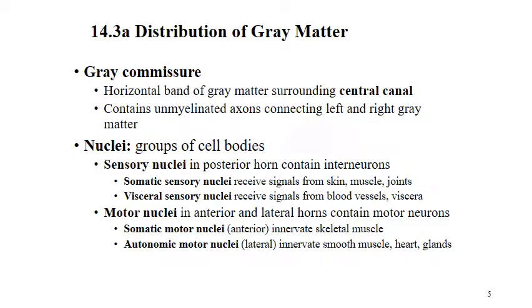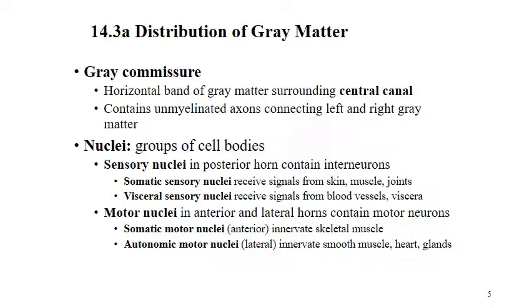All right, talking some more about gray matter, we have what's called the gray commissure, which we also saw on the previous slide, and it's a horizontal band of gray matter that surrounds the central canal, and that's the very center of the spinal cord in the very middle of that butterfly structure that we saw. This horizontal band contains unmyelinated axons that connect the left and right gray matter. So if you were to split that butterfly in half, the only way that they're able to communicate is through the gray commissure surrounding that central canal.